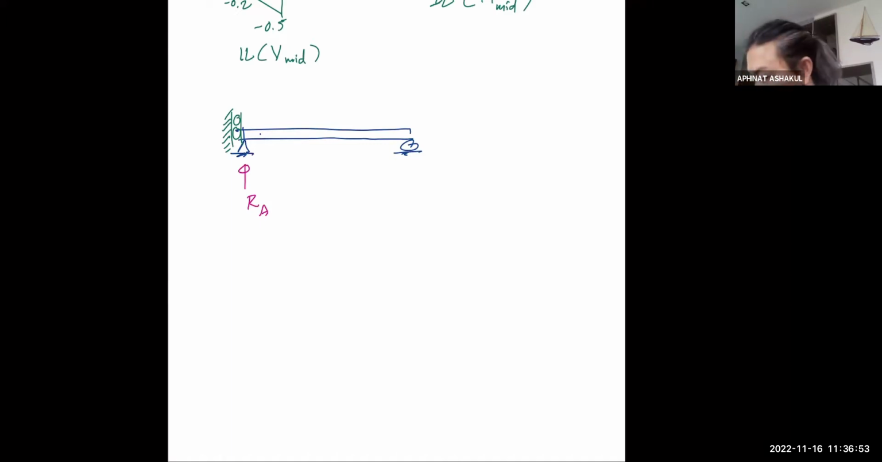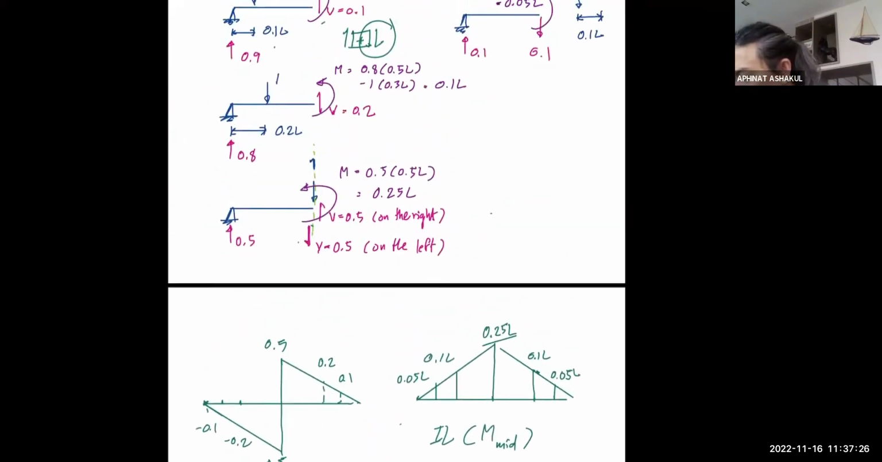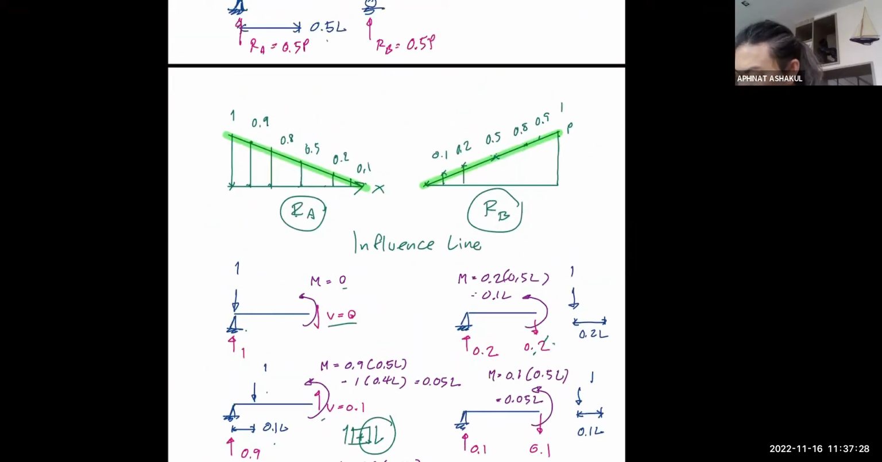Now, how is it going to move? RA will push this up, right? Now it is free to move. So your beam will move up like that. See? And that becomes the shape of your influence line. See, it is pretty similar. It is, right?